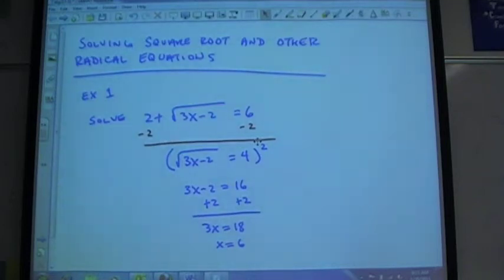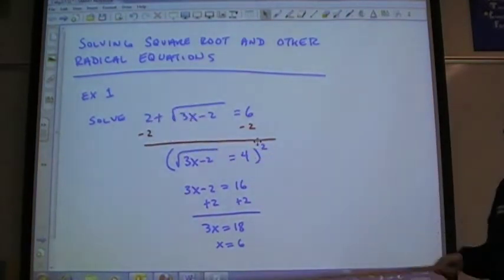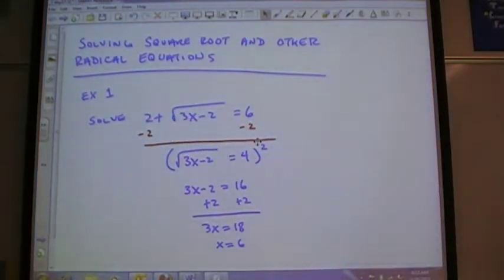Solving square root and other radical equations. First example, write it down. Solve 2 plus the square root of 3x minus 2 equals 6.